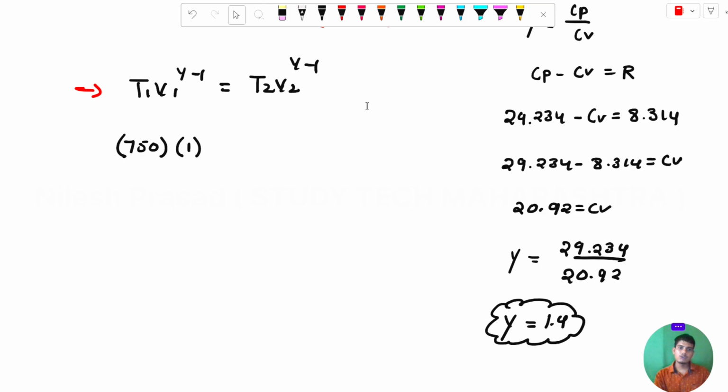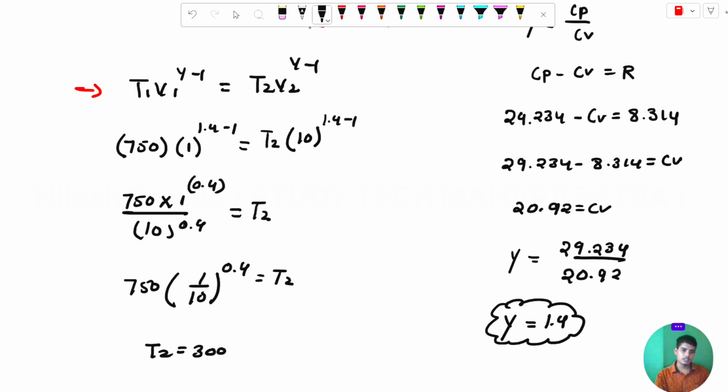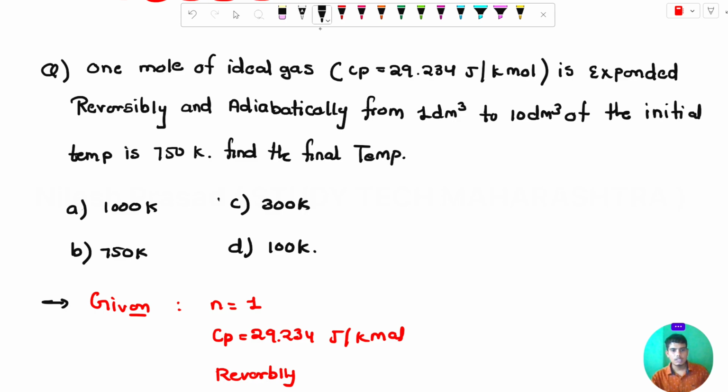Now you have the gamma value. Simply you have to put the gamma value here. The gamma value is 1.4, minus 1. You have to find the value of T2. The value of V2 is 10. So 750 multiplied by 1 to the power 0.4, divided by 10 to the power 0.4, is equal to T2. Now T2 is around 750 divided by 10 to the power 0.4, and the value of T2 is around 300 Kelvin. And this is the answer for this question.